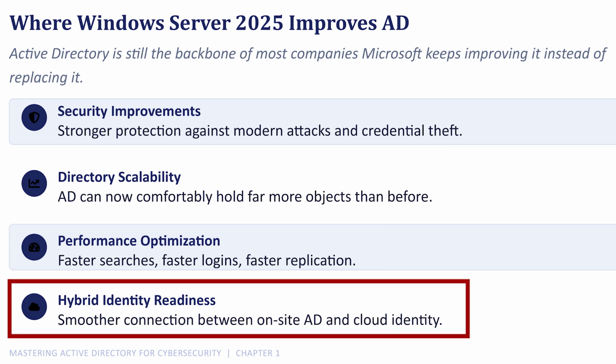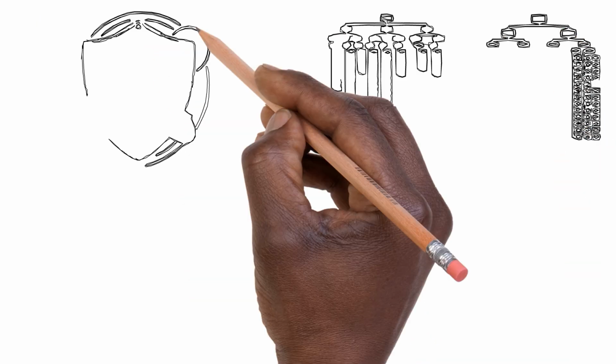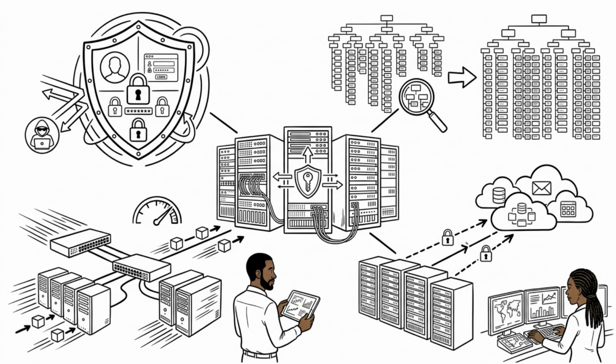Okay, hybrid identity readiness. This one is especially important today. Okay, better connection between on-site Active Directory and cloud identity. Many organizations aren't purely on-premises anymore. They may have on-premises infrastructure, cloud services, SaaS applications, remote workers. So identity has become more distributed. Cybersecurity professionals therefore need to understand both traditional enterprise identity and modern cloud identity.